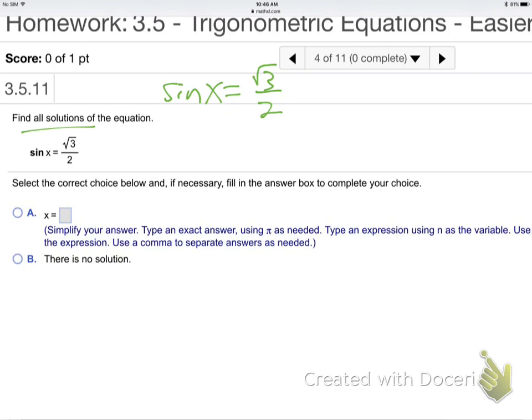Good job. Hit inverse sine. If you hit inverse sine of root 3 over 2, it'll tell you one of the answers. But that won't get you all of them.